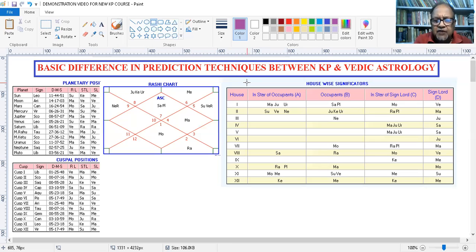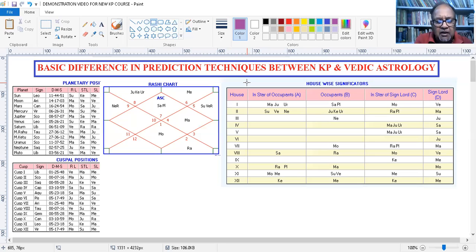तो anyway, लास्ट वीडियो में हमने ये ही चार्ट आपके सामने रखा था. देखिएगा, करीब एक हफ्ता पहले हमने ये वीडियो एक और बनाया था. उसी का थोड़ा सा एडवांस में मैं आज slightly in advance of that video, I'm trying to bring to you the technique that we use in KP.